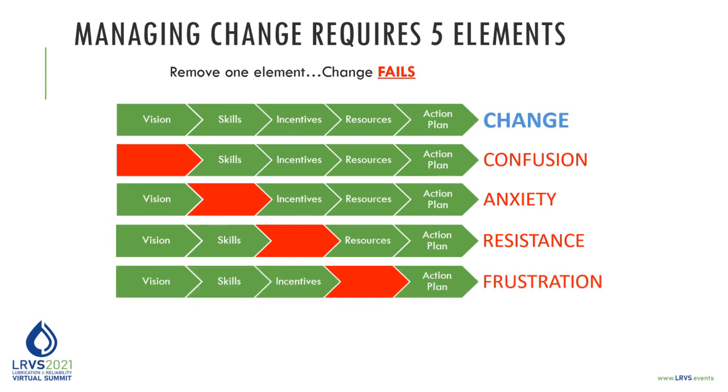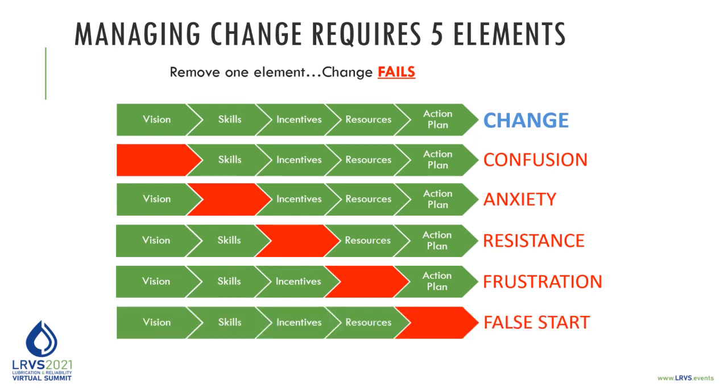Resources. Every organization, every person, every department requires resources to get the job done, to achieve the goal, to understand the vision. You take out the resources, you become frustrated. You don't have the tools to do the job. And finally, the action plan. The plan of action. You're going to lay it out. You're going to take into consideration what your overall vision is and the skills that are needed and the incentives put in place and the resources that you're going to require to get the job done. But it's a plan that's required in order to get from point A to point Z. And without a plan, there's going to be plenty of false starts. You're never going to achieve the change.